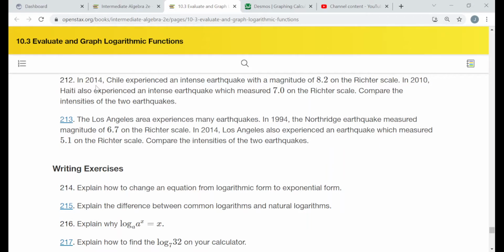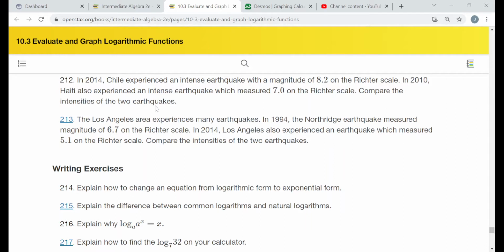So in 2014, Chile experienced an intense earthquake with a magnitude of 8.2 on the Richter scale. In 2010, Haiti also experienced an intense earthquake, which measured 7.0 on the Richter scale. Compare the intensities of the two earthquakes. Right, compare the intensities of the two earthquakes.